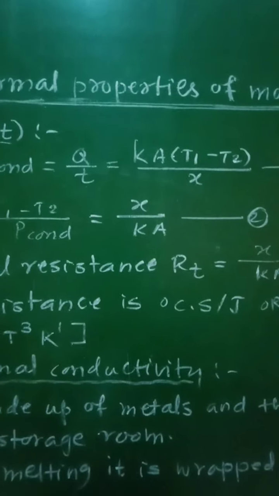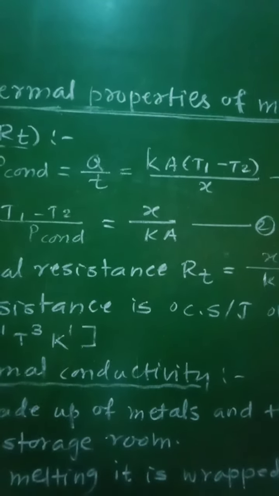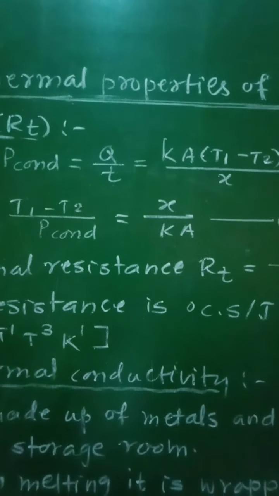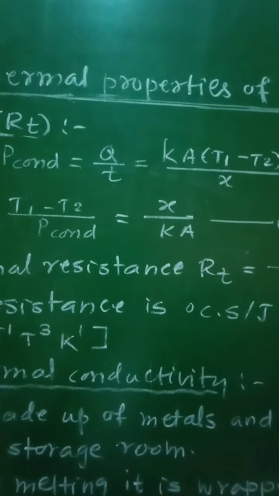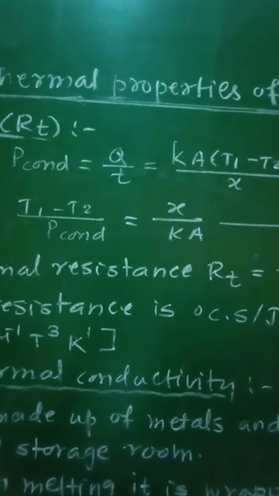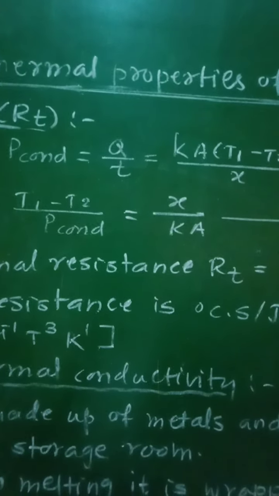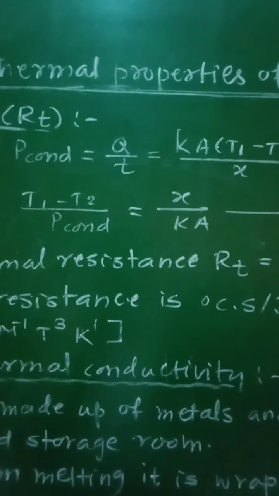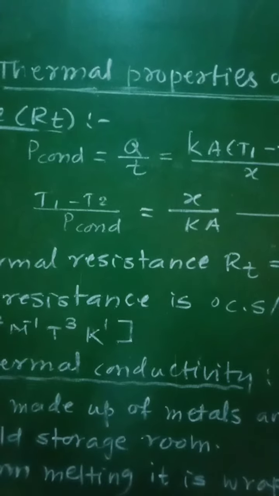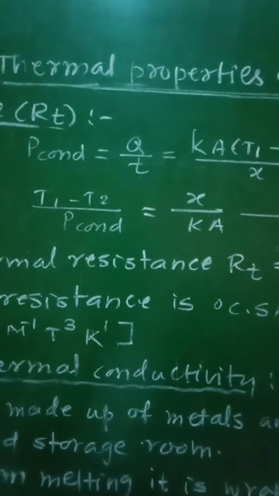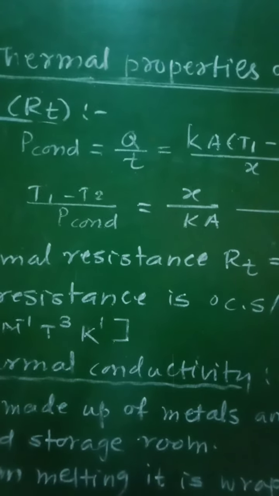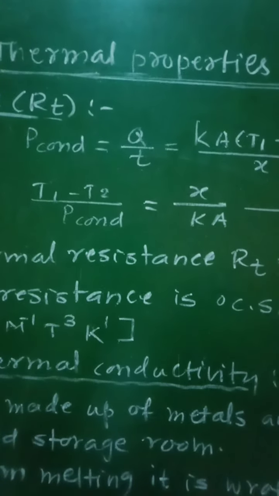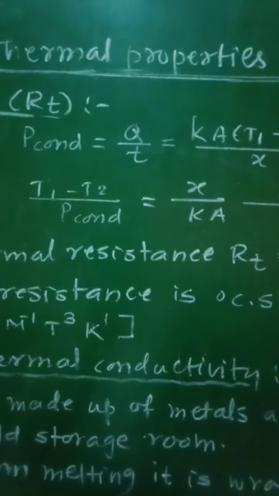Then the constant K, that is the coefficient of thermal conductivity, depends upon the material of the slab. The material that readily transfers heat energy by conduction is called a good thermal conductor and has a high value of coefficient of thermal conductivity K.